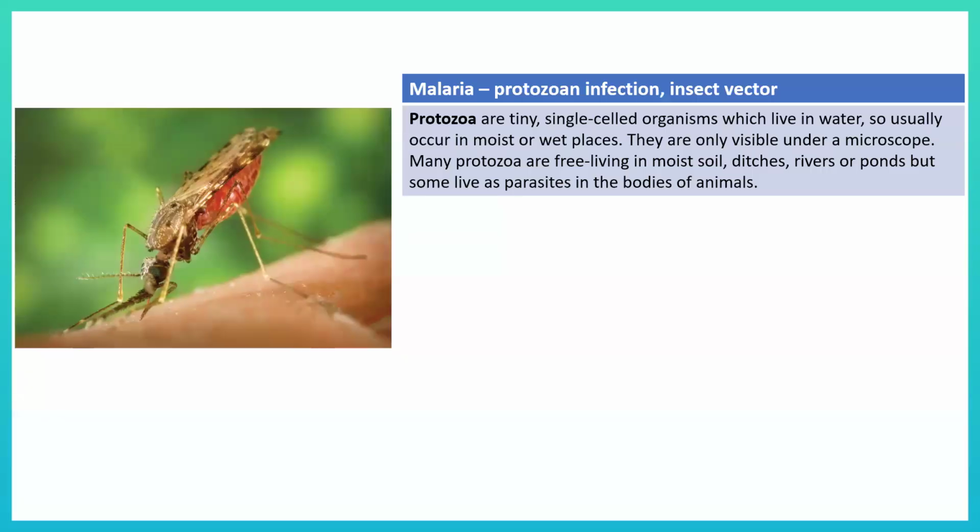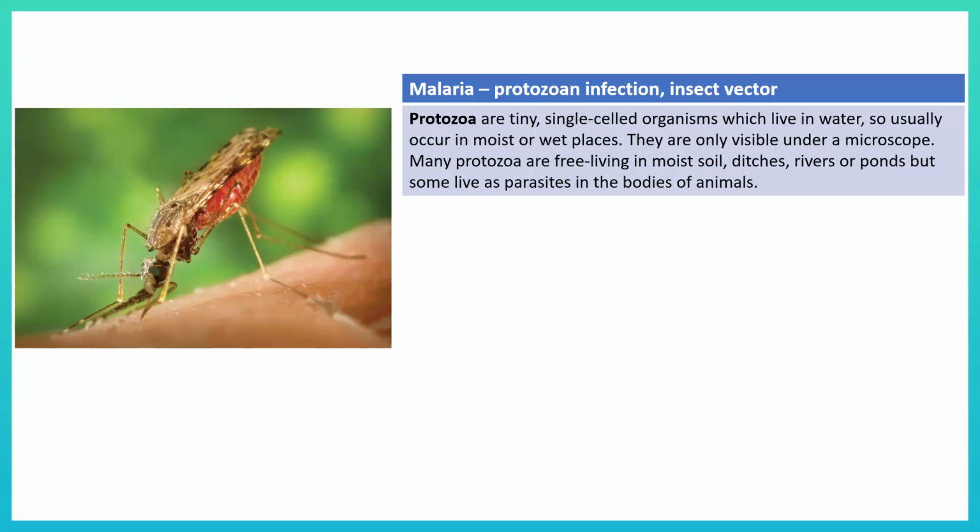Right, next group, protists or prototists. There's two different ways of explaining the name for this. Protists, I always called them, but exam boards increasingly call them prototists. This is the worst one, just in terms of numbers, it's the one that causes malaria. So malaria is caused by a protist, a protozoan infection. These are essentially small single-celled organisms. They live in water or moist or wet places, most usually.